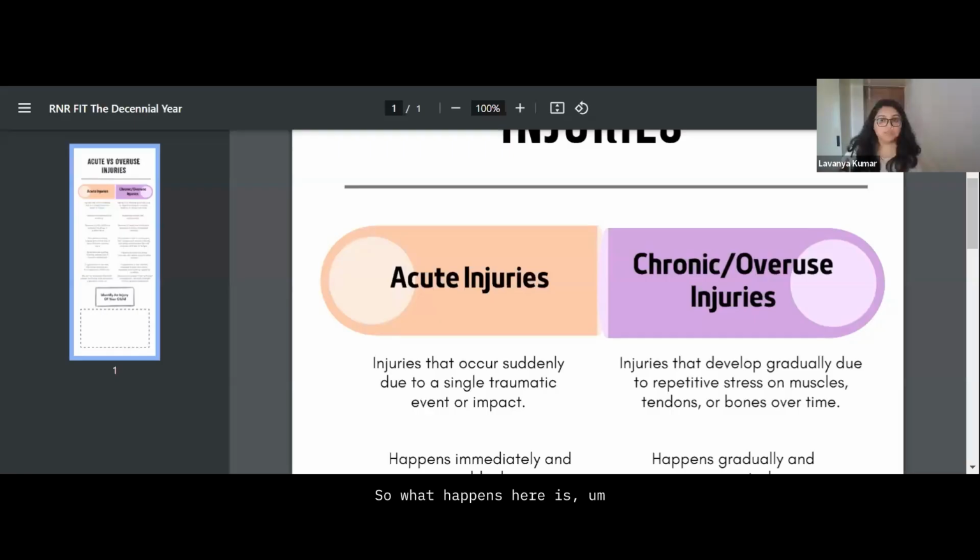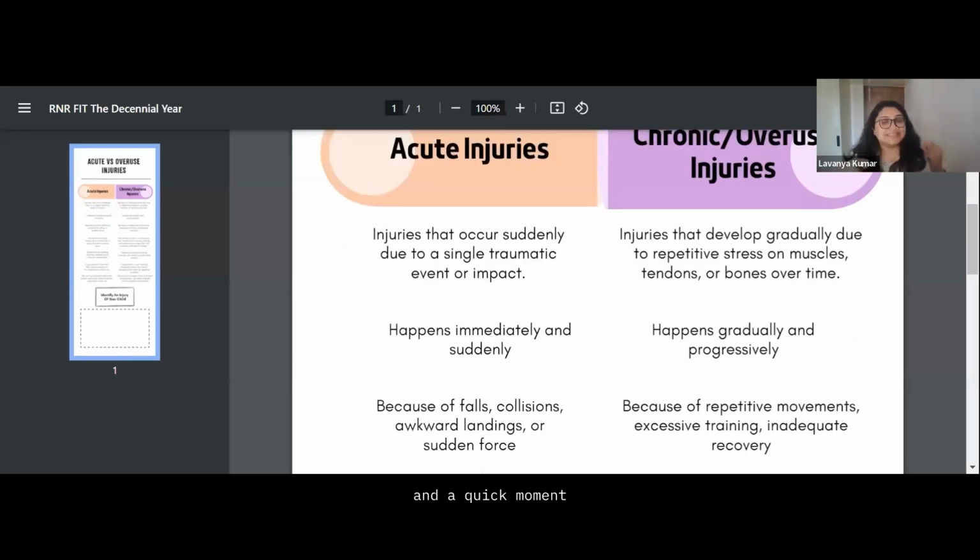So what happens here is, an acute injury is any injury that occurs in a very sudden and quick moment, where that particular impact led to that kind of an event. In acute injuries, it's very sudden. You can't necessarily look forward to it. Whereas in chronic injuries, they develop over a period of time, and it usually happens because of repetitive stress on that region. It can be muscles, tendons, even bones, but it happens only over a period of time, and it leads up to that injury.